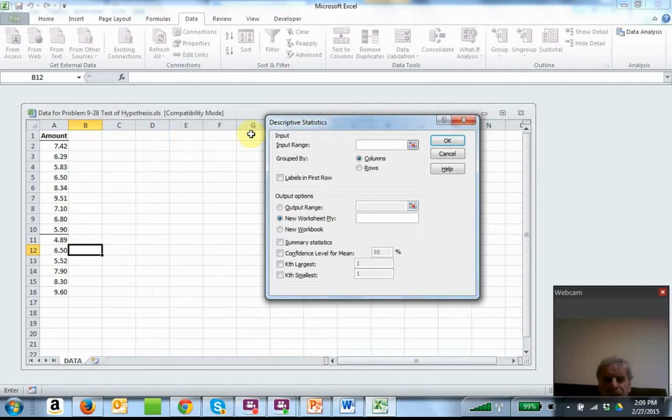Here it's asking me for the input range. My input range is here. Since I have the title of the column in the first row, I'm going to make sure I mark this one, because the label is in the first row. Then I want the result to be right in front of me, so I put it in E1, column E, row 1. And lastly, I ask for summary statistics. As long as I haven't made any mistake, I should be able to get the information.